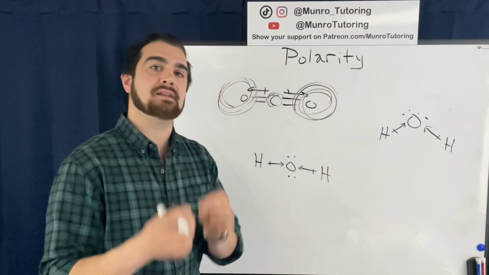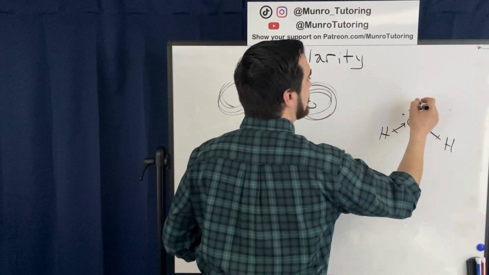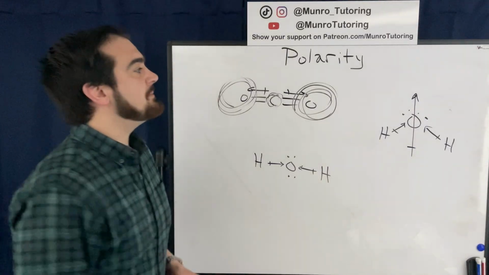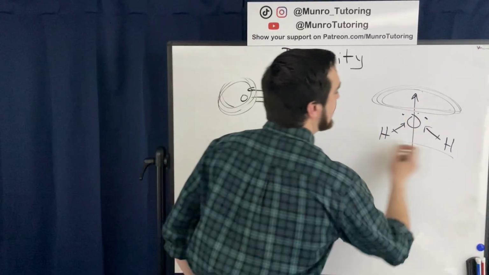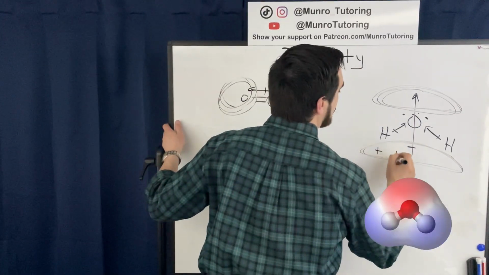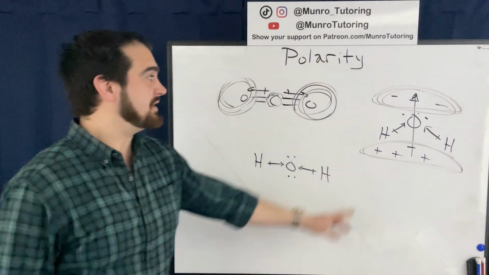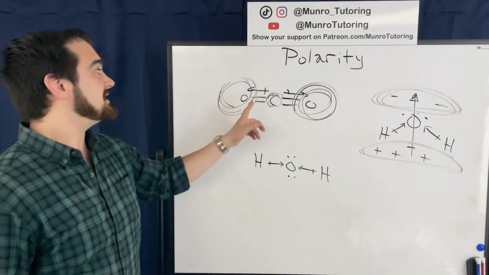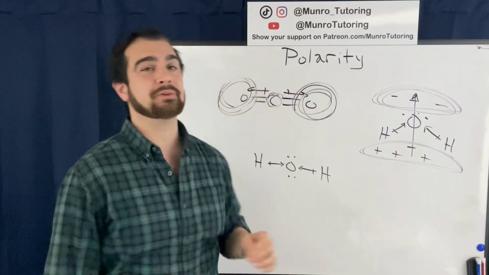We have a net dipole that's going to be facing this direction, right? Our net dipole is going to be like this, right? And so that means that this side of the molecule is going to be partially negative, and this side of the molecule is going to be partially positive. And that means that we have a polar molecule. So that's polar covalent bonds and a polar molecule. This one has polar covalent bonds and a nonpolar molecule because the dipole moments cancel.